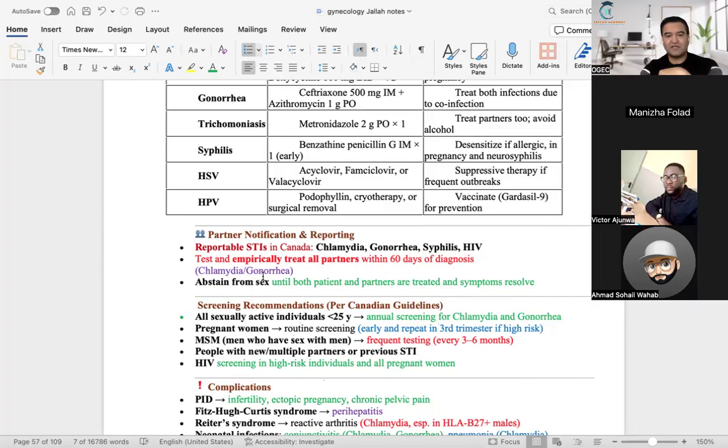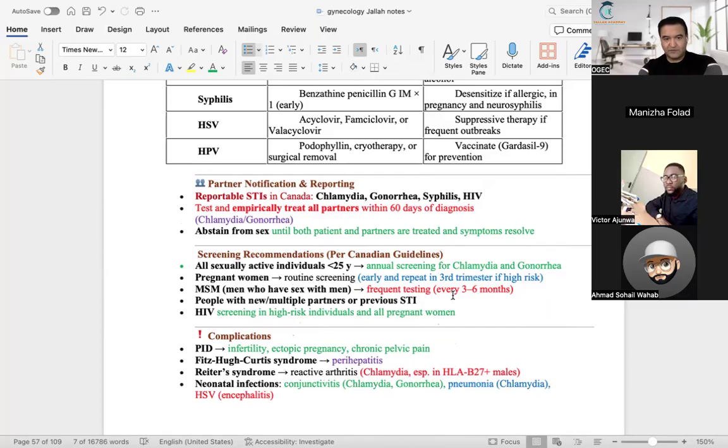For example, chlamydia and gonorrhea. But how about the abstinence from sex? Until both the patient and the partners are treated and symptoms resolved. Okay, so within 60 days, you have to treat the partners and they cannot engage in any sexual activity until both the patient and the partners are completely free of symptoms.